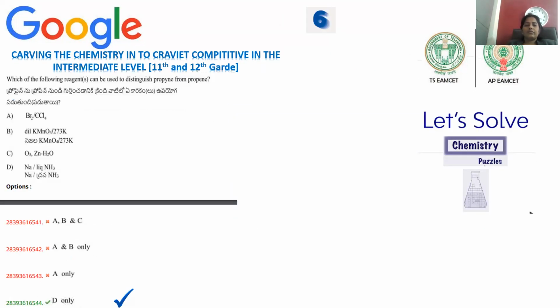This is the last question of the session, and it is related to organic chemistry again, and it is a distinction between propyne and propene. Which of the following reagents can be used to distinguish propyne from propene? Both are related to a 3-carbon chain only. Propyne is 3 carbon, propene is also 3 carbon. But propyne has a triple bond, propene has a double bond. How can you distinguish a triple bond from a double bonded compound?